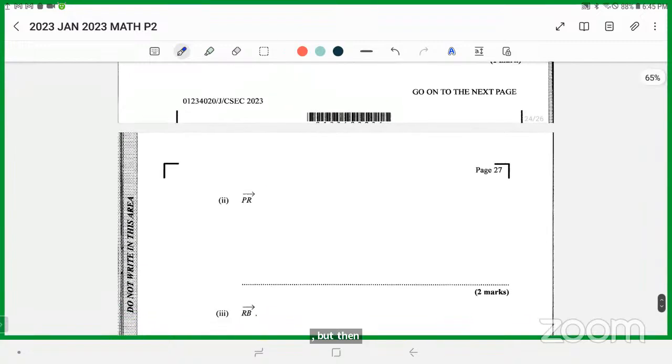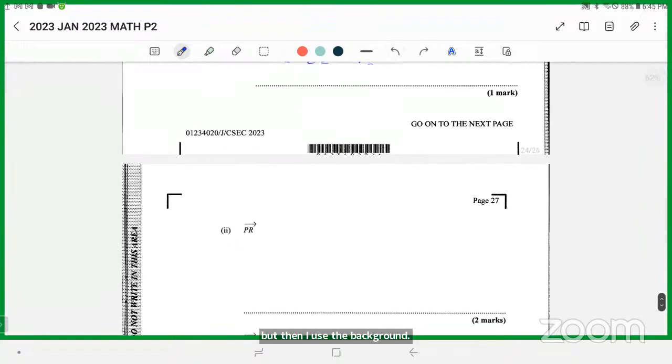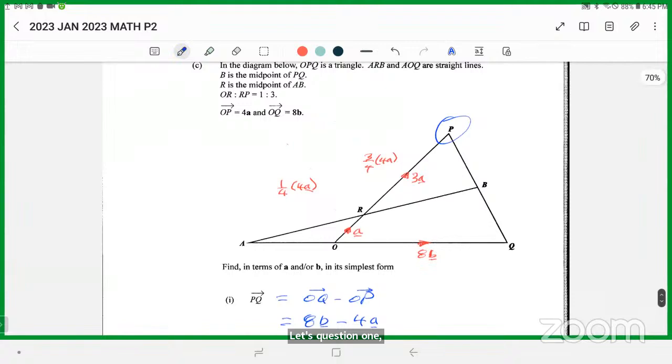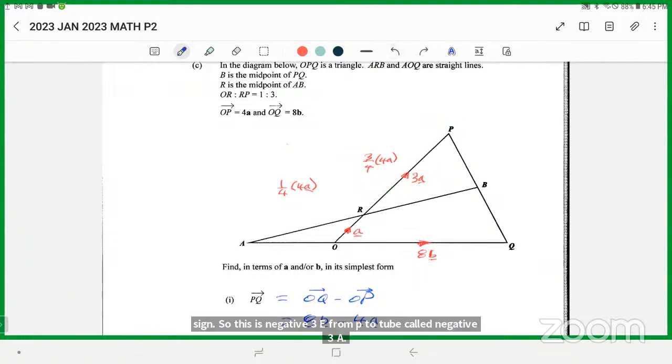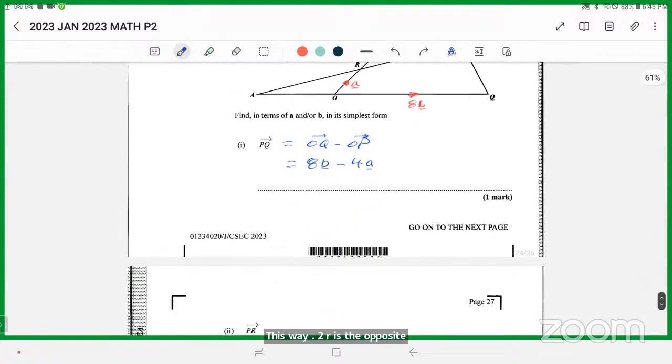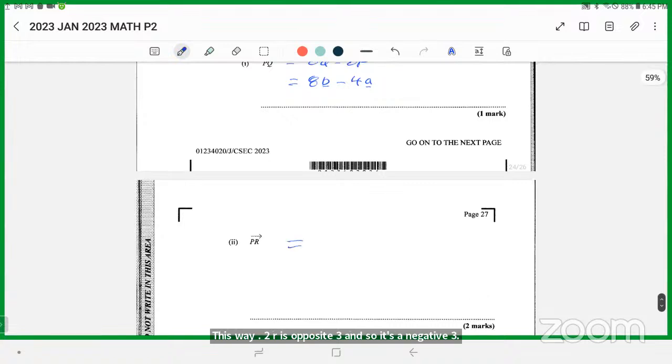Next question wants us to find PR, which we have already. P to R, just that we are going in the opposite direction to this 3A. The opposite direction in vectors is indicated with a negative sign. So this is negative 3A. The vector from P to Q is 3A this way. P to R is the opposite way, and so it's a negative 3A. No calculation needed. It's on my diagram.